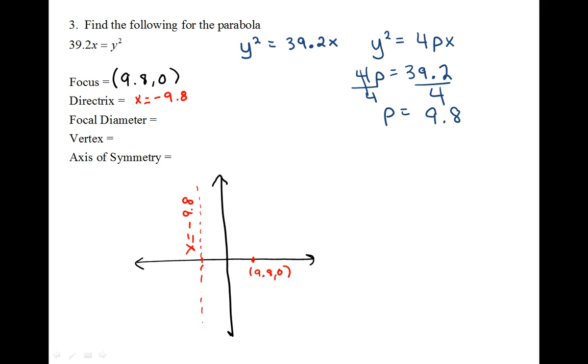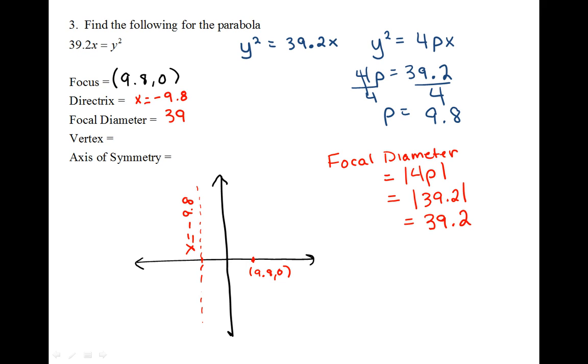Okay, your focal diameter equals the absolute value of 4p, which equals the absolute value of 39.2, which just equals 39.2. And making it easy on you, our vertex is just (0, 0). Your axis of symmetry now, though, is your x-axis instead of your y-axis. So it's going to be y equals 0.